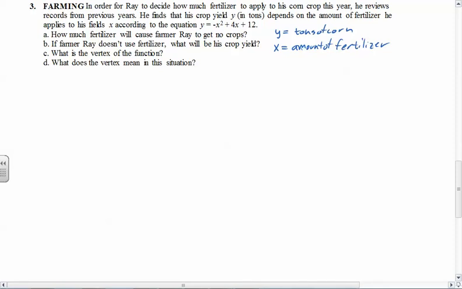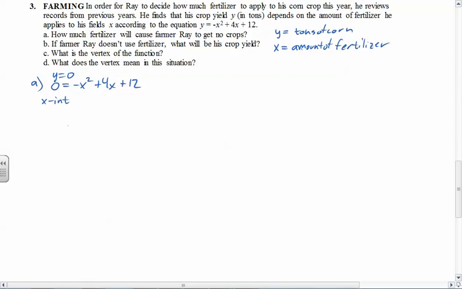So let's go ahead and try to solve letter A. How much fertilizer will cause him to get no crops? Okay, well, if there's no crops, that means that y has to be 0. So let's go ahead and put that in. 0 equals negative x squared plus 4x plus 12. All right, so that's putting 0 in for that. Now, hopefully you recognize that if you put 0 in for y, when y equals 0, which is what we're doing, that means that we're actually solving for the x-intercept.